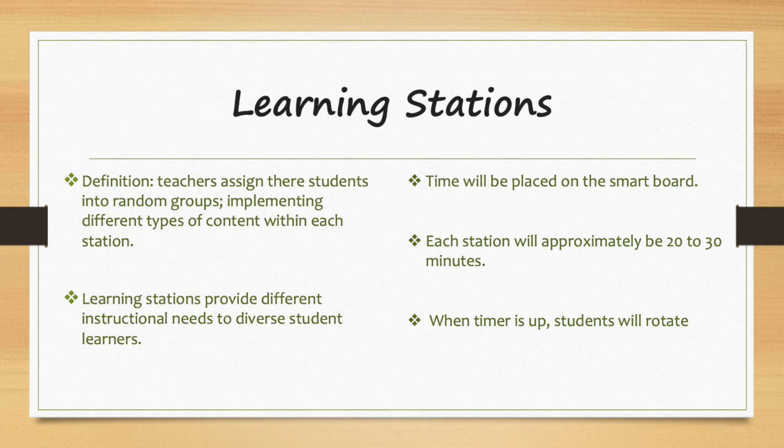First, I want to start out with the definition of learning stations, and that's when teachers assign their students into random groups implementing different types of content with each station. Each learning station will provide a different instructional need for a diverse group of students. Each station will be approximately 20 to 30 minutes to allow for learning, and the time will be placed on a smartboard so that way the students can know how much time they have left. When the timer is up, the students will rotate.